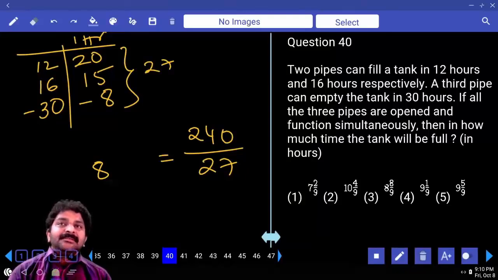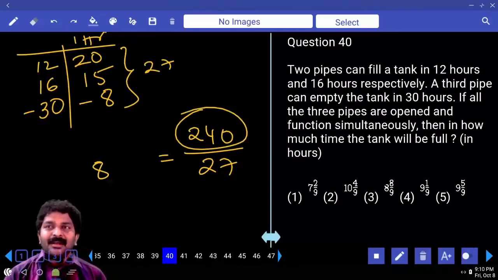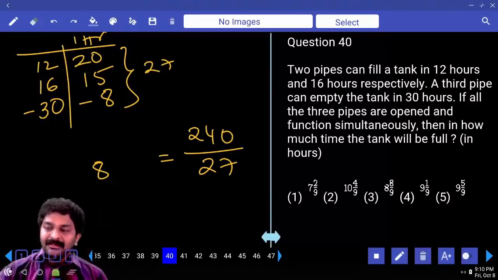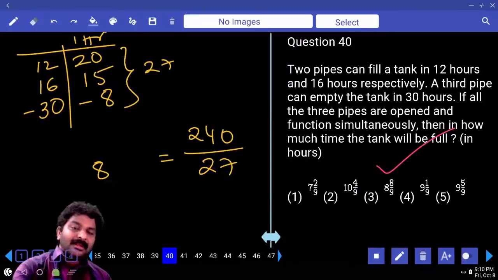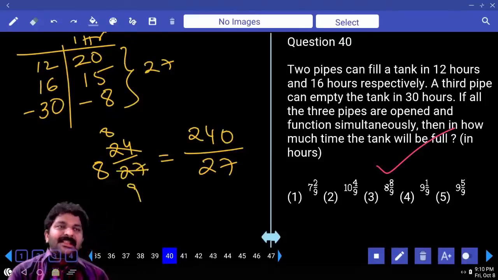27, 8 times. 27 into 8, 216. How much more do we have? If we subtract 216 from 240, how much is left? 24. So that means the answer will be 8 something only. There is only one final answer. Otherwise you can write 24 by 27, 3 8 times, 3 9 times, that is 8 and 8 by 9 hours. What I mean to say is that is not really required.